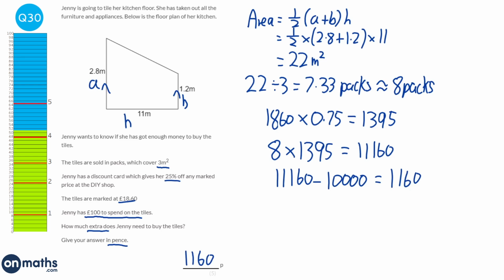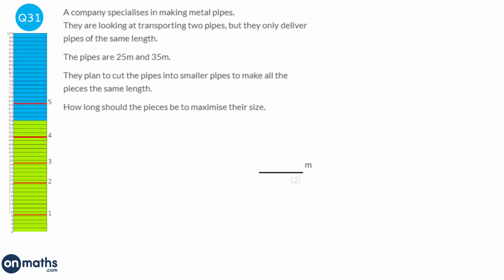So she needs to find £11.60 or 1,160 pence from somewhere. So if we imagine we've got the 25 metre pipe here, and we've got the 35 metre pipe here. The question's basically asking us what can we cut all these pipes into, and they all have to be the same length that will fit with the 25 metre and the 35 metre. And essentially what this question is asking is what is the highest common factor of 25 and 35.